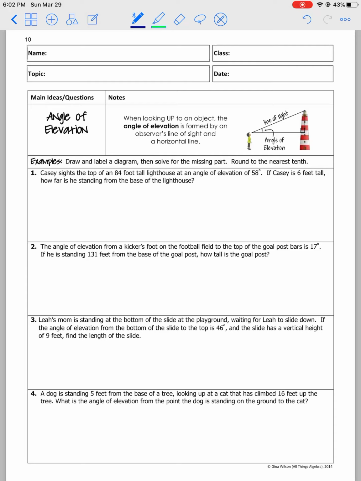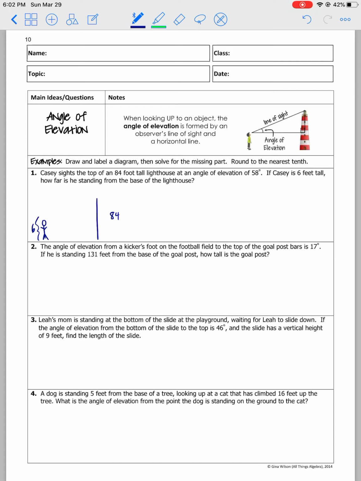Number 1, Casey sights the top of an 84-foot lighthouse at an angle of elevation of 58 degrees. Casey is 6 feet tall. So we have Casey, this human, who is 6 feet tall, and this lighthouse that is 84 feet tall. He sees the lighthouse at an angle of elevation of 58 degrees.